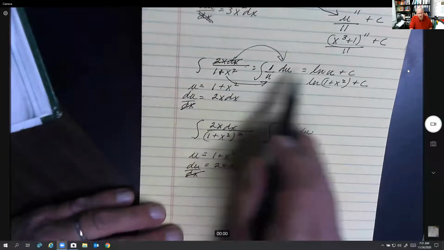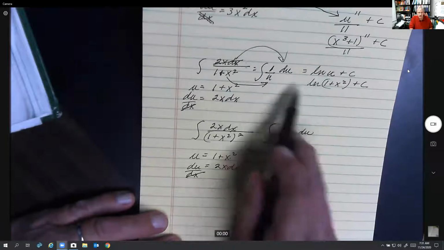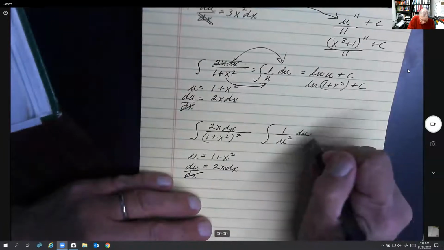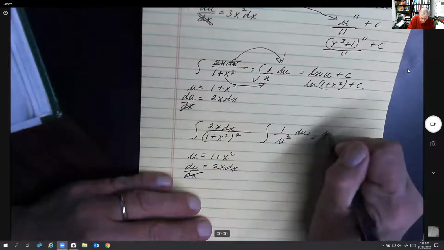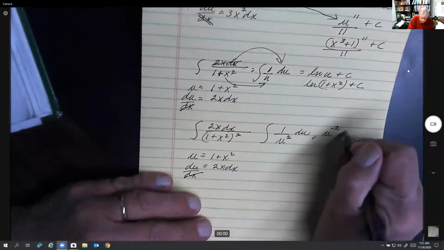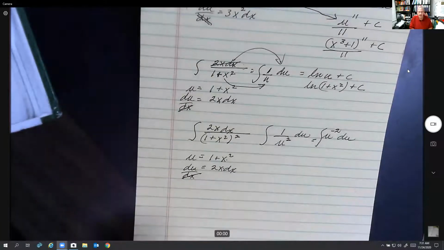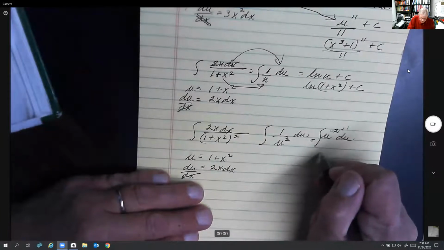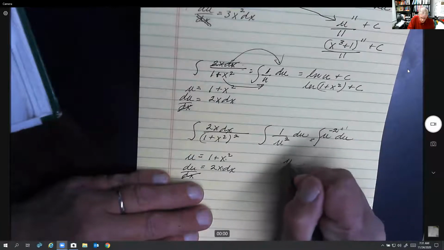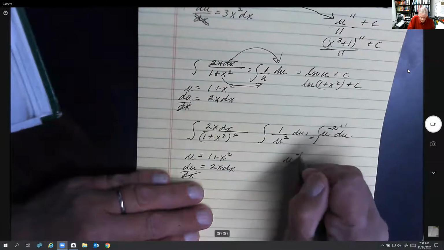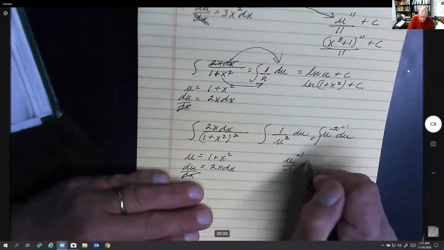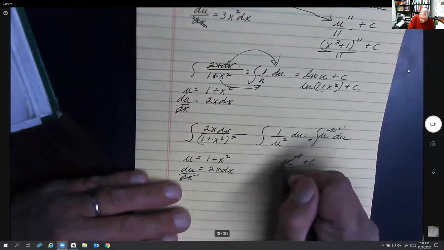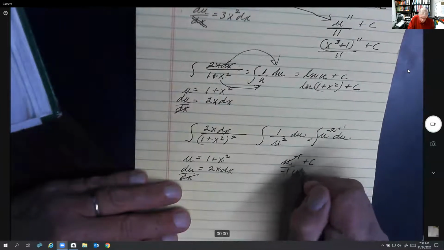Well, 1 over u squared is not the natural log of u. That only works if this has a power of 1. There's a power 2. We have to move this up to the top. This would be u to the negative 2 du, the integral of that. And how do we integrate that? Remember, we add 1. So this is going to be u to the negative 1 over negative 1 plus c. Or we can move this back down to the bottom. This would be u to the positive 1.